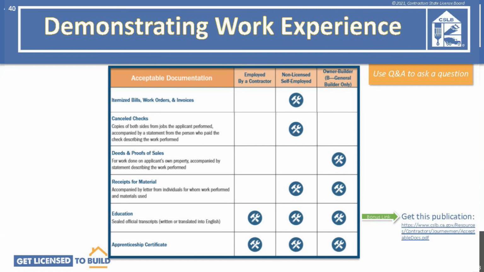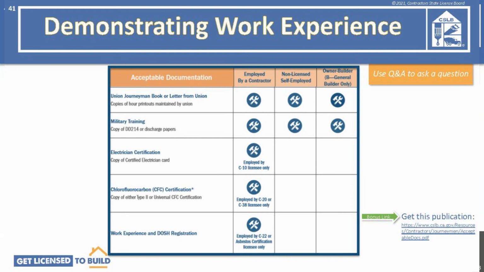Here's the next page of acceptable documentation. You can click on that link that's there so that you can view and print this publication. Here's the final page of the acceptable documentation. If you do not have this information readily available, you may want to begin to gather it now, just in case that you are asked to provide it in the future. Remember, what you're trying to do is demonstrate that you have at least 4 years of experience within the last 10 years. CSLB staff may contact the certifier of the experience or other parties to verify the information provided.